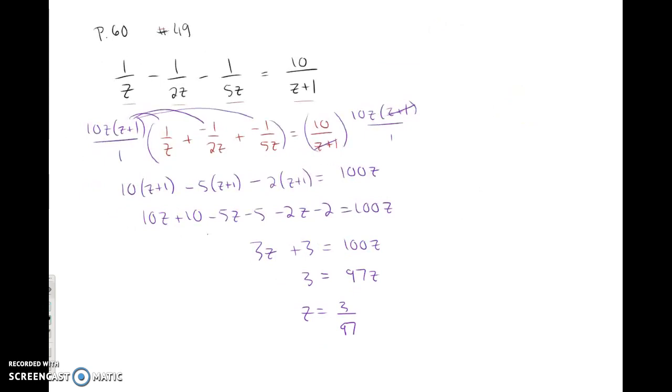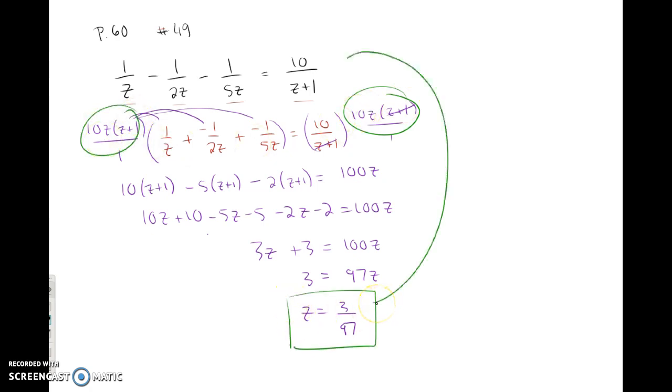We do need to remember that we multiplied both sides by a variable expression here. When we do that, we could introduce an extraneous solution. So I kind of need to check this answer, but not really. I really just need to make sure that z does not equal 0, and z does not equal negative 1. As long as z isn't those two things, I'm going to be okay.